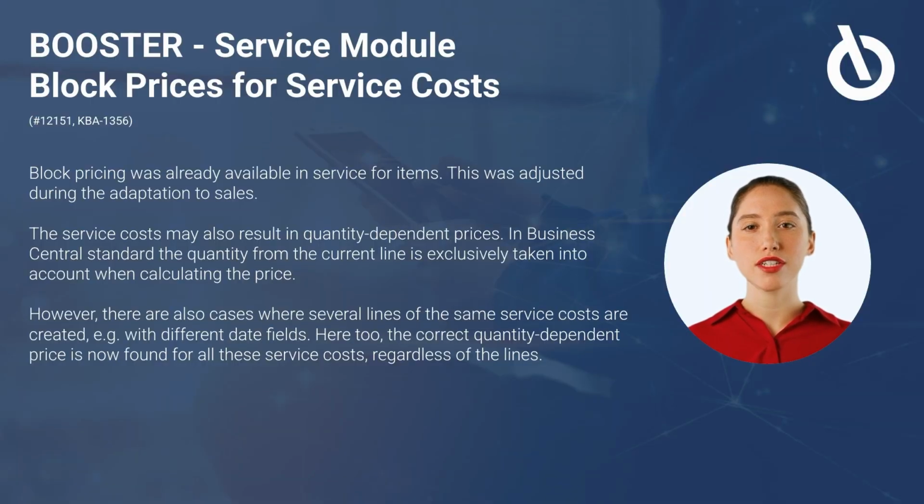Block pricing was already available in service for items. This was adjusted during the adaptation to sales. The service costs may also result in quantity-dependent prices. In Business Central Standard, the quantity from the current line is exclusively taken into account when calculating the price. However, there are also cases where several lines of the same service costs are created, for example, with different date fields. Here too, the correct quantity-dependent price is now found for all these service costs, regardless of the lines.